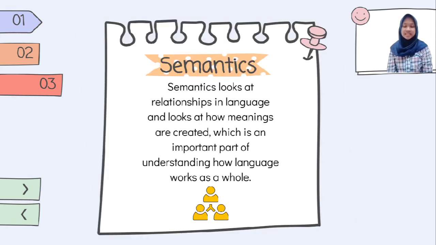Semantics looks at these relationships in language and looks at how these meanings are created, which is an important part of understanding how language works as a whole. Understanding how meaning occurs in language can inform other subdisciplines, such as language acquisition, to help us understand how speakers acquire a sense of meaning, and sociolinguistics, as the achievement of meaning in language is important in language in a social situation.